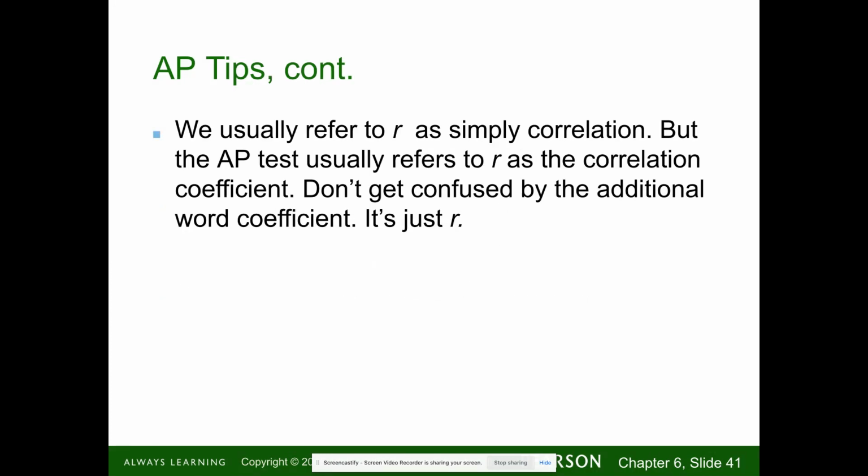Okay. We usually refer to r as a simple correlation, but the AP test usually refers to r as the correlation coefficient. Don't get confused by the additional word coefficient. It's just r. It's a coefficient because it's a scalar multiplier, or can be, to the value itself, right? It can be used mathematically.